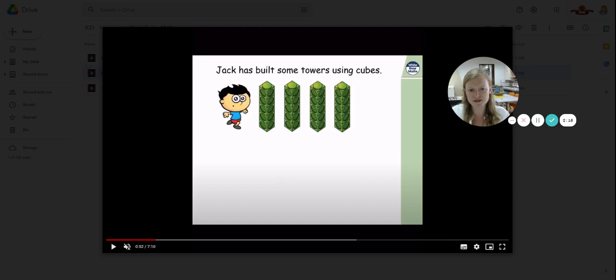How many cubes are there altogether? Oh, we just practiced counting in fives. Shall we try that? 5, 10, 15, 20. That is correct. We have 20 cubes altogether. But we don't want to count in fives, we want to use multiplication, don't we?